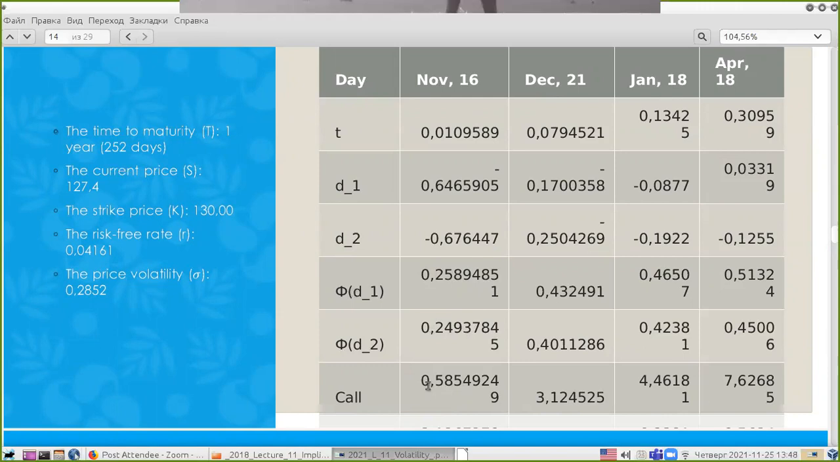On this picture, you can see that for November, we have this value for the call option, 0.58. For December, this value grows, it is 3.12. After that, this value 4.46, and finally for April it is 7.62, for example. These were our parameters.